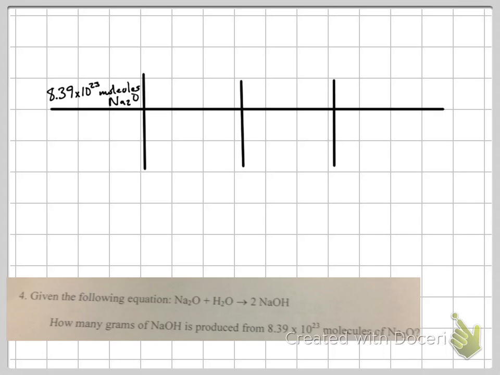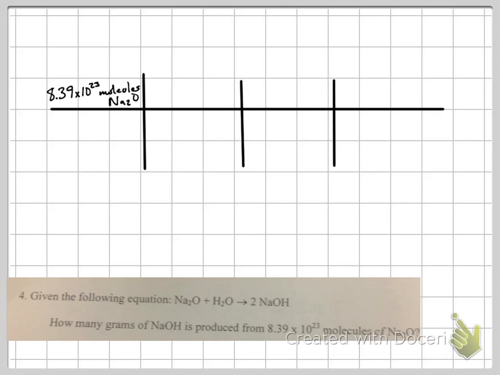So, given the equation, again, your problem's there at the bottom of the screen. Sodium oxide plus water is going to give us 2 moles of sodium hydroxide. Now, how many grams of sodium hydroxide will 8.39 times 10 to the 23rd molecules of sodium oxide produce, or is produced from this amount? So, still setting up the same problem. Our equation is already balanced, so we don't have to worry about that. Writing my given in its place.